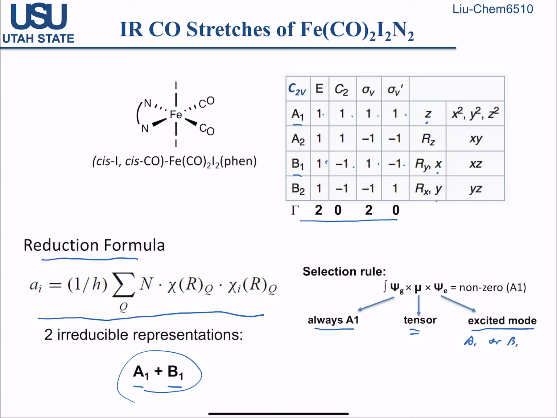So you can say for A1 you do get Z here, and for B1 you get X here. That means you can put them together and get a non-zero product. So A1 and B1 are both IR active according to the selection rule. Okay, got it. So that's the selection rule, and we know they are IR active.